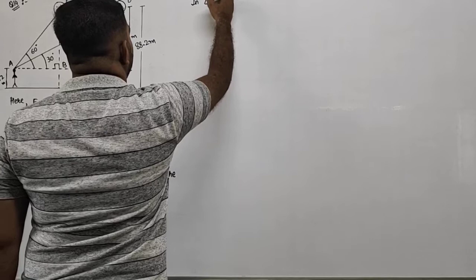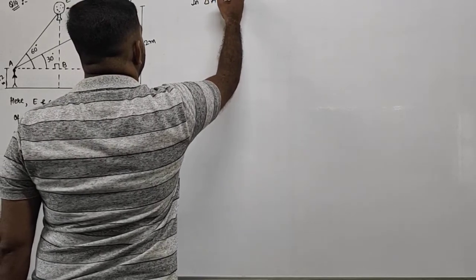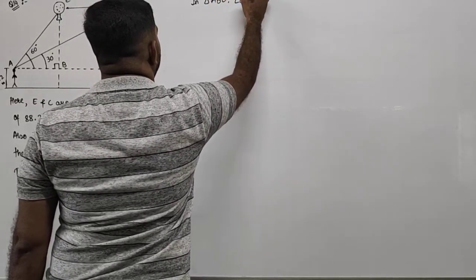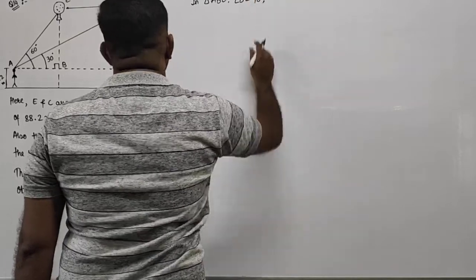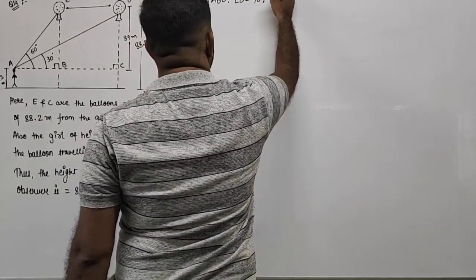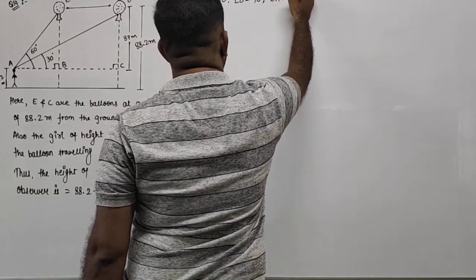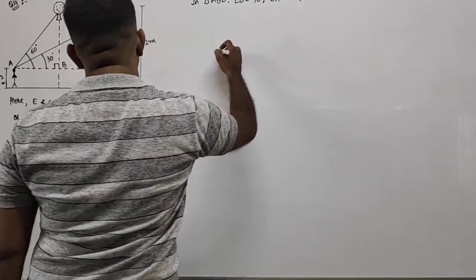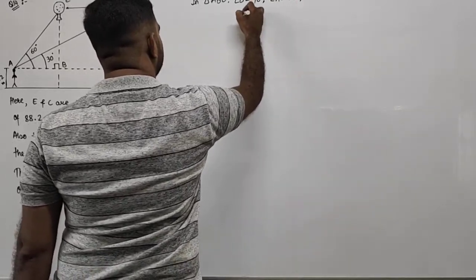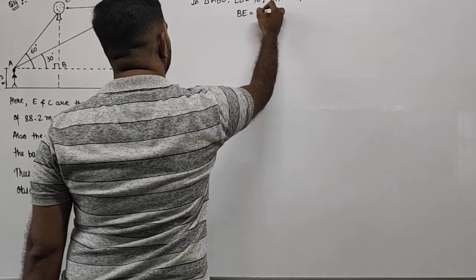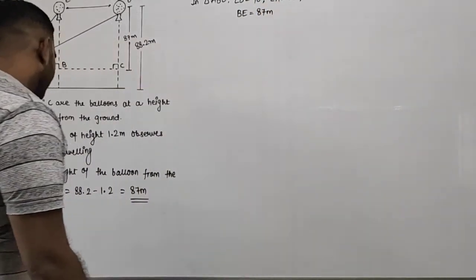In triangle ABE angle B is equals to 90 degree. Angle A is equals to 60 degree. BE is equals to 87 meter.